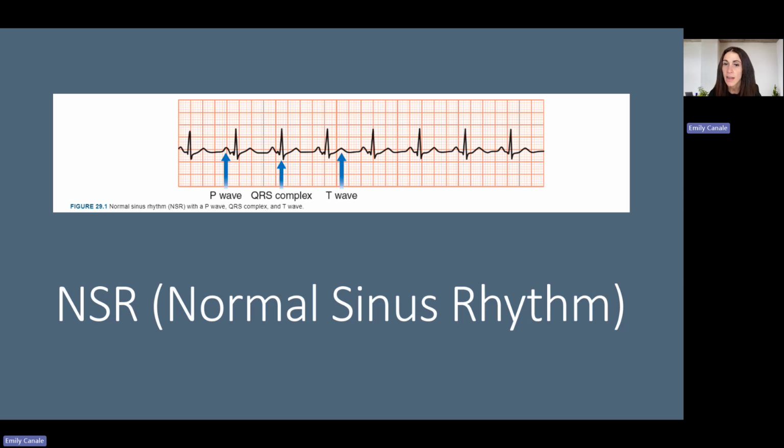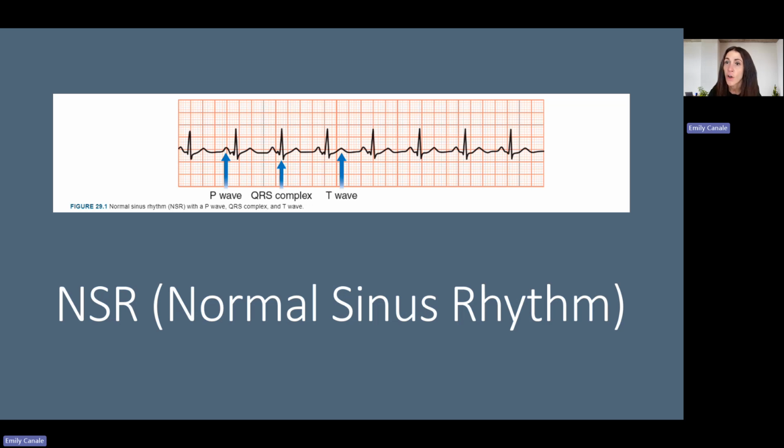Remember that your normal sinus rhythm, what's the heart rate for that? 60 to 100. So if your heart rate falls between that, you know you are in the realm of normal sinus rhythm. We will always give you the 6-second strip, so you're always able to multiply all of these complexes by 10 to determine your heart rate.